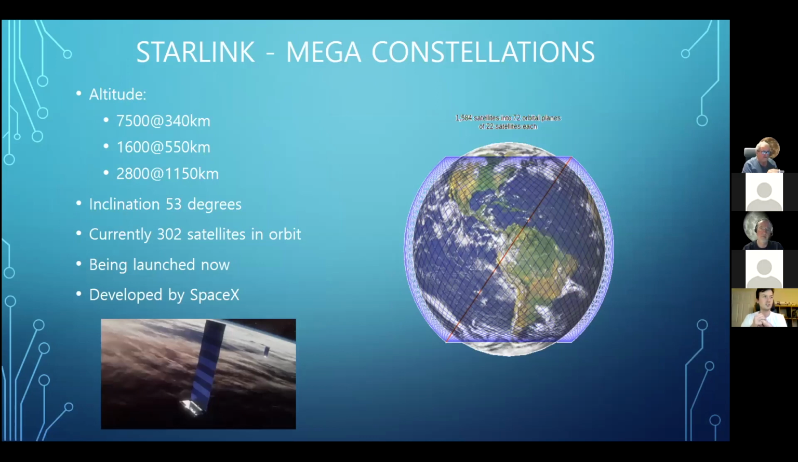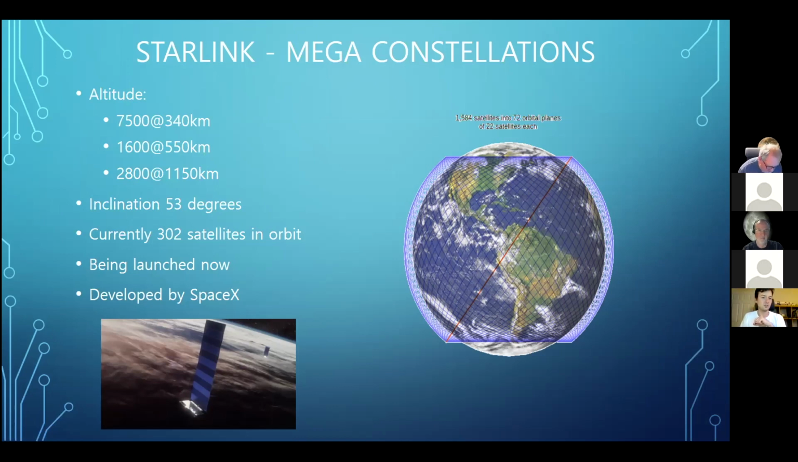And then I thought I'd touch on the latest constellation that has started launching, right? And what the plans are and how it looks, where it is. First of all, they are planning a huge number of satellites. You can see over here the numbers they're planning. For comparison's sake, Iridium had 66 satellites. These guys are looking at 7,500 just on one level. So the first one was 7,500 at 340, 1,600 at 550, and then going even higher for 2,800.